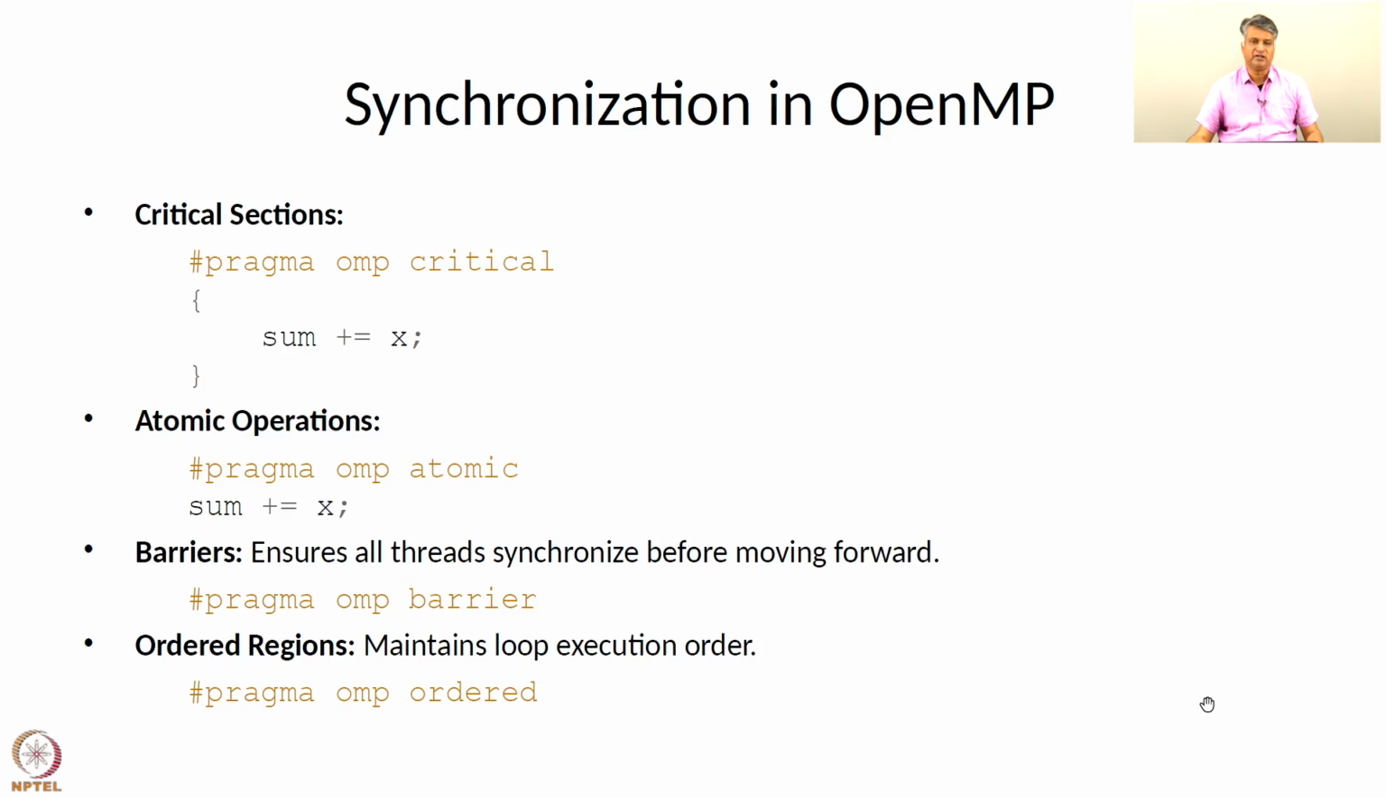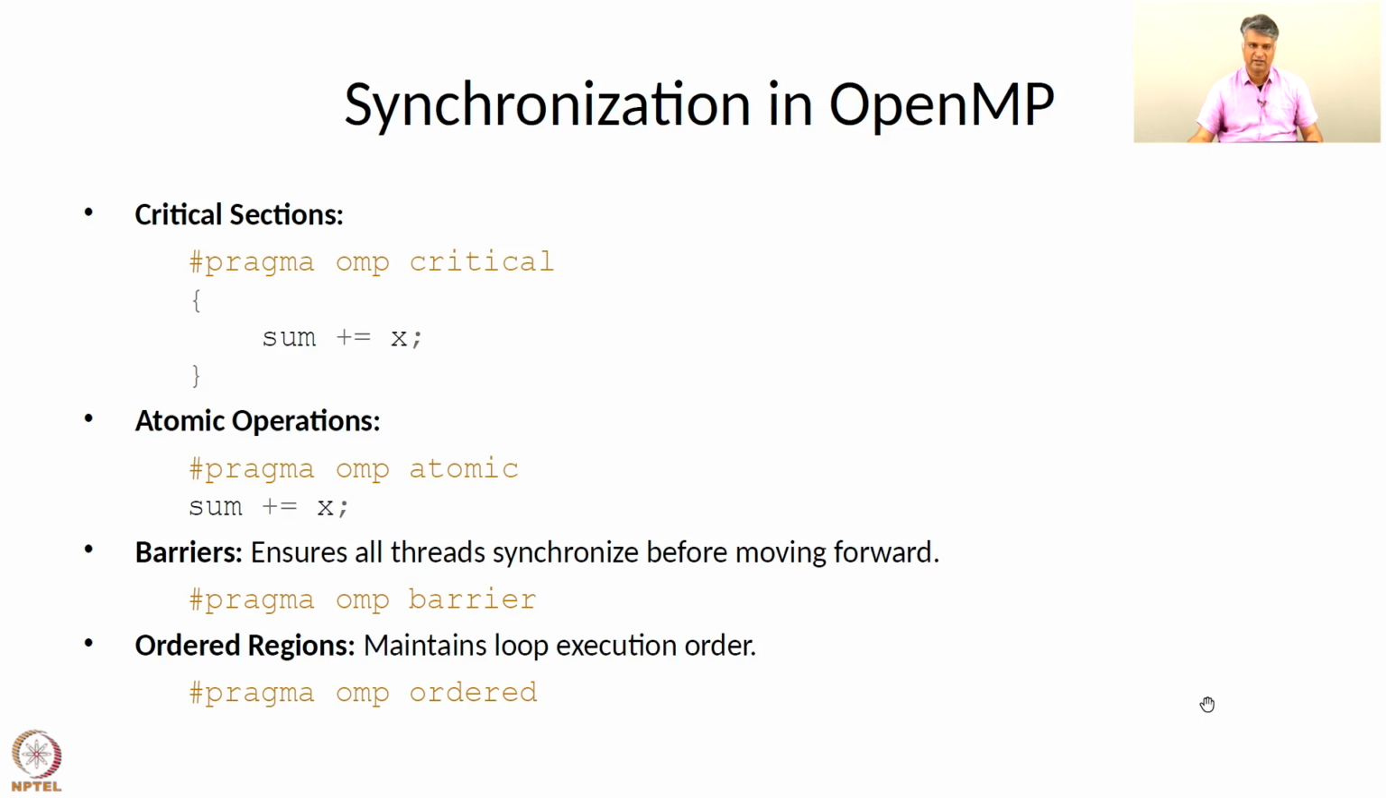The other important thing is synchronization. Especially when you want to update a single variable and multiple threads are accessing that particular variable, we need to ensure that these variables are updated in a synchronized manner, otherwise you'll end up with wrong results. And one way of doing it is something called critical sections. If you mark a section to be critical, that means all threads will work on it, but at any given point of time, only one thread will work on it.